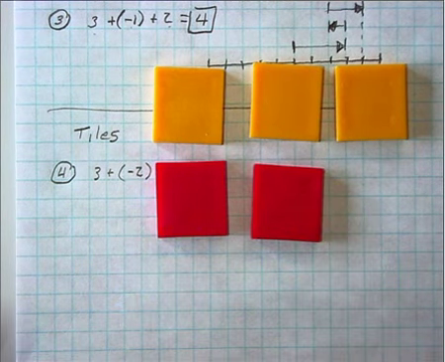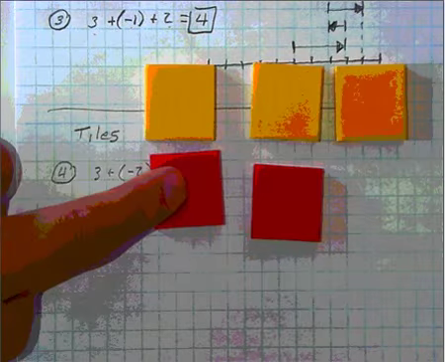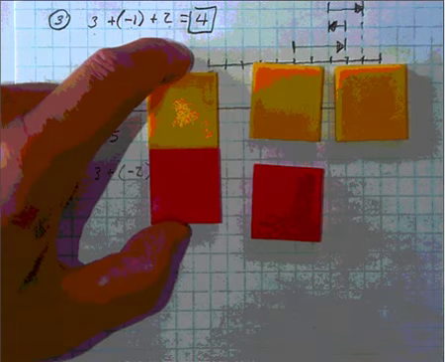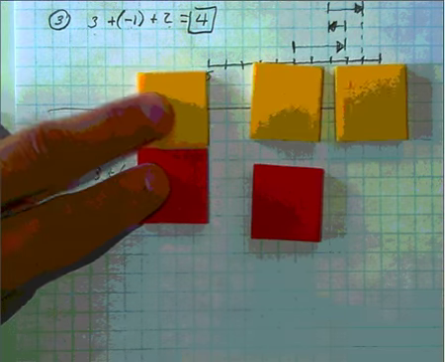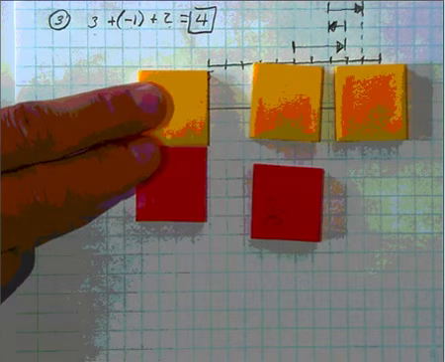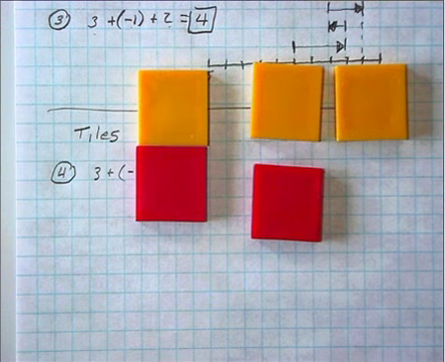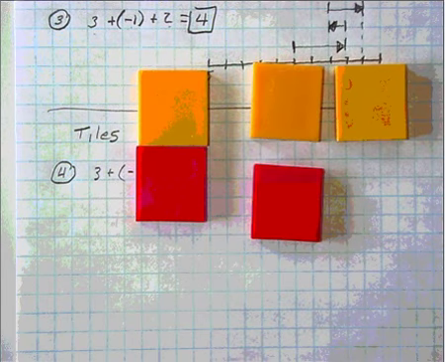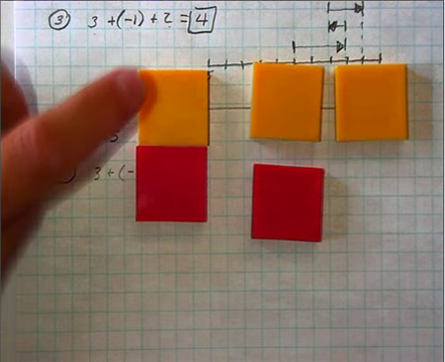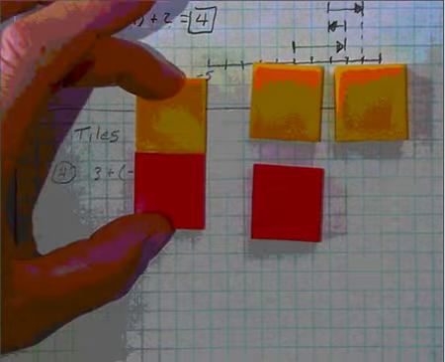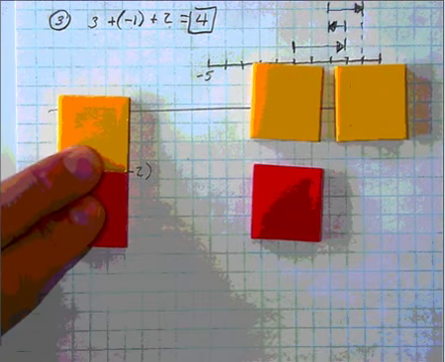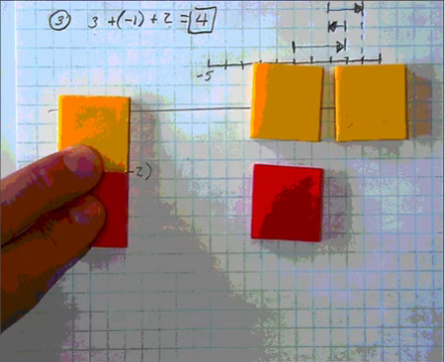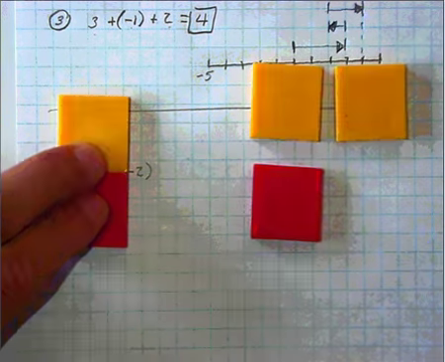Now, if I have a positive tile and a negative tile, what do those equal together? Hunter? 0, right? A positive 1 and a negative 1 together equals 0, and it's called a 0 pair. It's a pair of numbers, -1 and 1, that together equals 0.